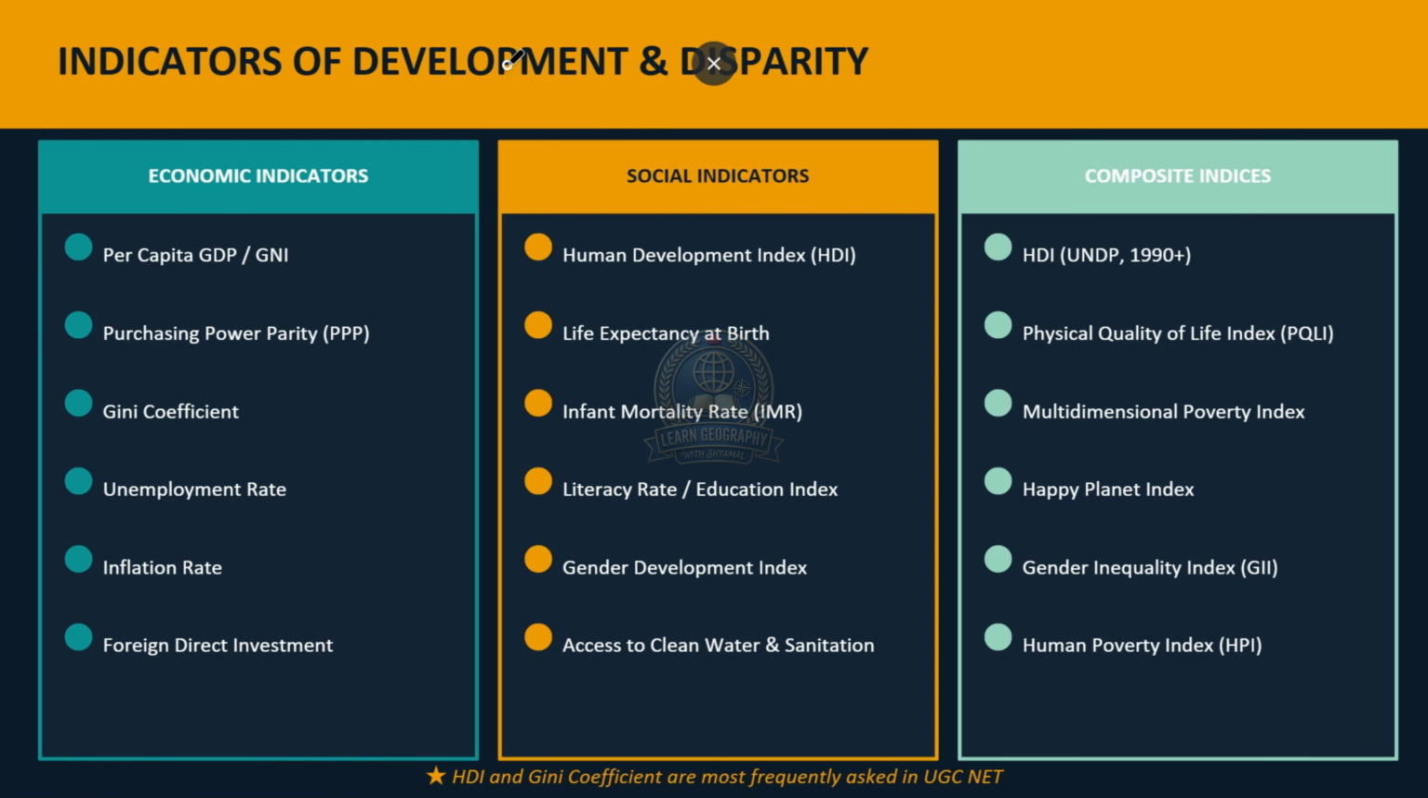Okay, indicators of development and disparities. Economic indicators: per capita GDP and GNI, purchasing power parity (PPP), Gini coefficient, unemployment rate, inflation rate, foreign direct investment. Similarly, social indicators are Human Development Index (HDI), life expectancy at birth, infant mortality rate (IMR), literacy rate or education index, gender development index, and access to clean water and sanitation.